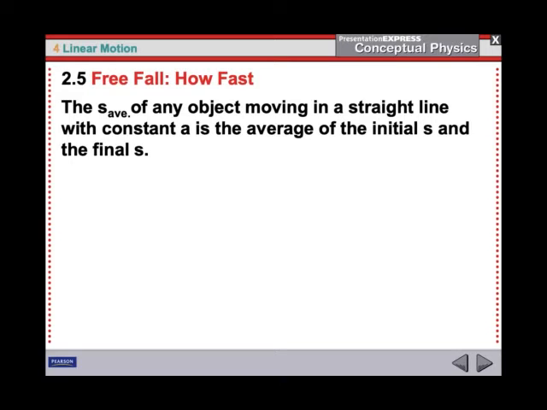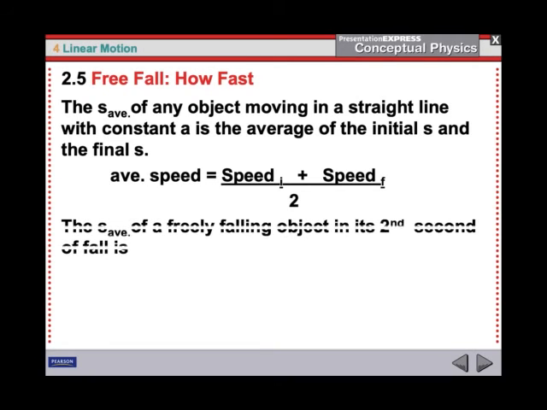If I'm going to average two of your grades together, I'm going to add them up and divide by 2. So average speed is going to be the initial speed plus the final speed, divided by 2. So that just explains how to do average speed, another way to figure out average speed.